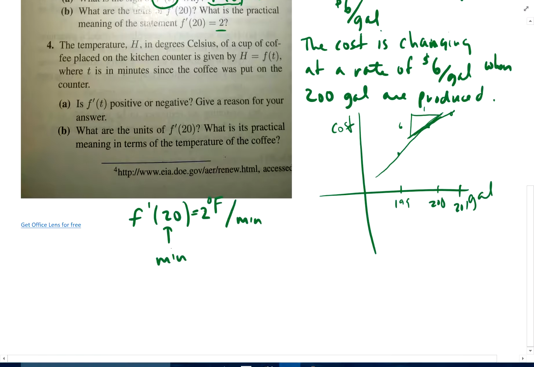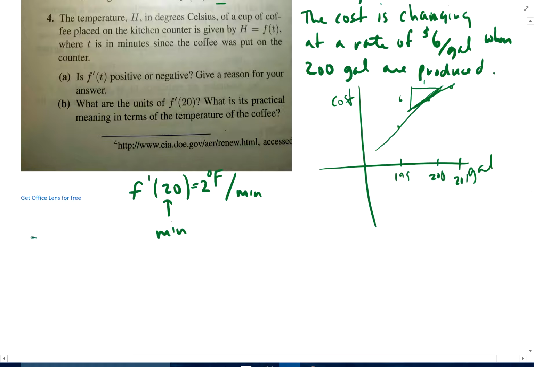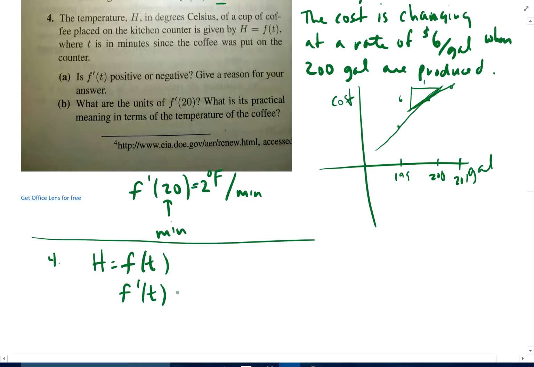Okay, 4. We'll do 4 on this one since we're right here. Temperature of a cup of coffee is given by H equals F of T, where T is minutes since you put the coffee on the counter. Is F prime positive or negative? It's negative because the temperature is decreasing, right? The temperature is getting smaller, so the rate of change is negative. It's going down, whatever, negative 1 degree per minute or something like that.